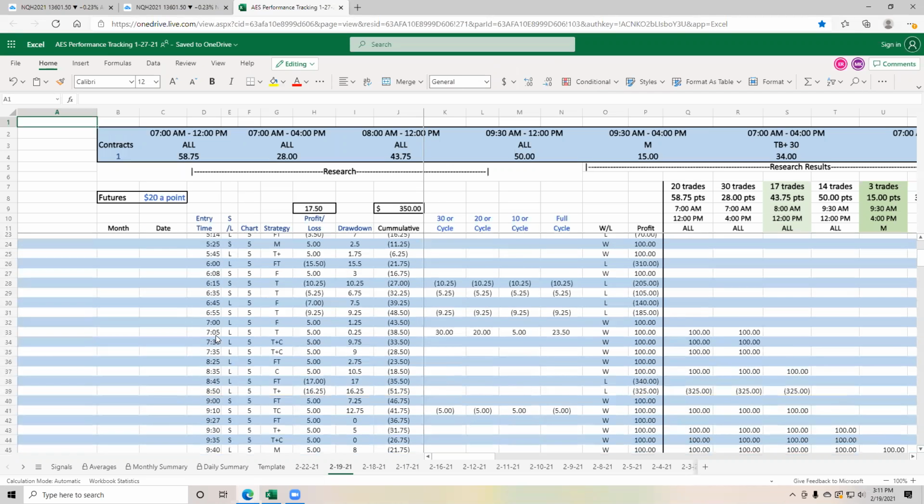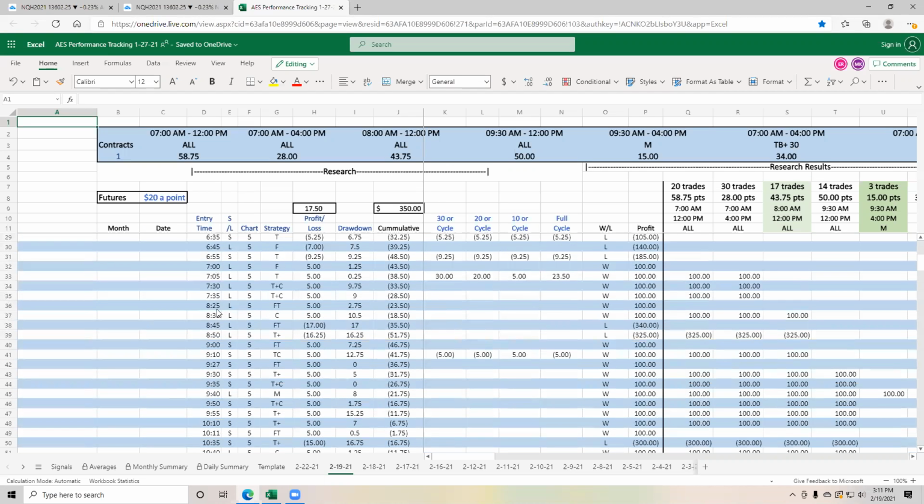So here's today's performance, and you can see we record the entry time of each trade. We record whether it was a short or long. We're on a 5-minute chart, and then which of the strategy methods that trade was triggered from. And then we record the profit and loss in terms of points. Each 1 point on the NASDAQ 100 is worth $20. So it's $20 a point per contract.